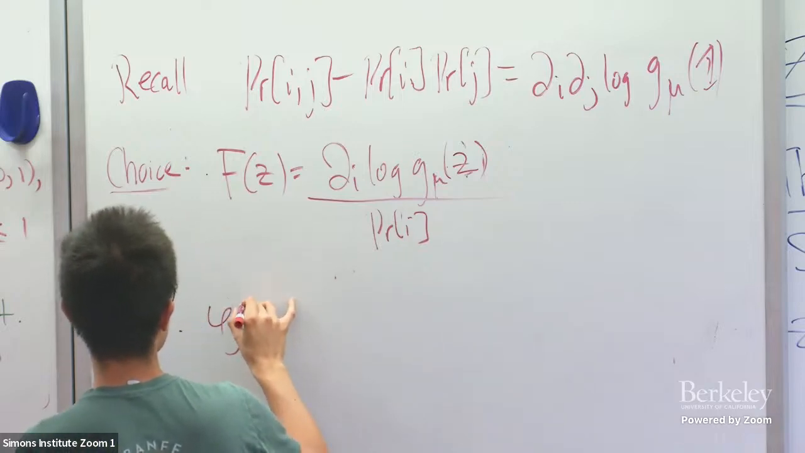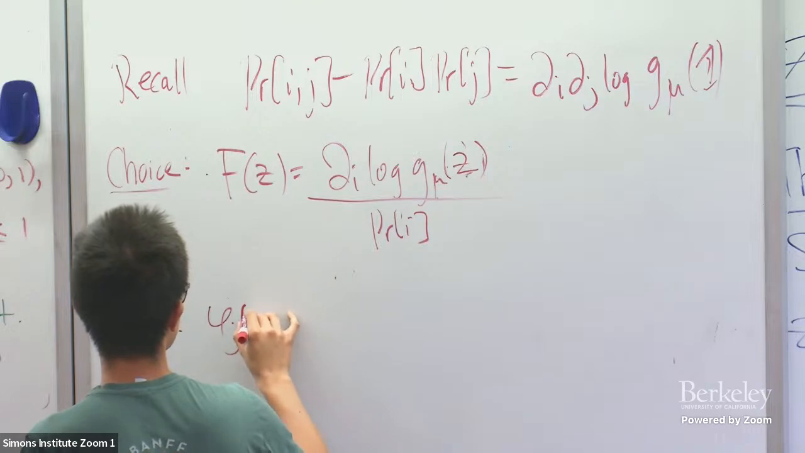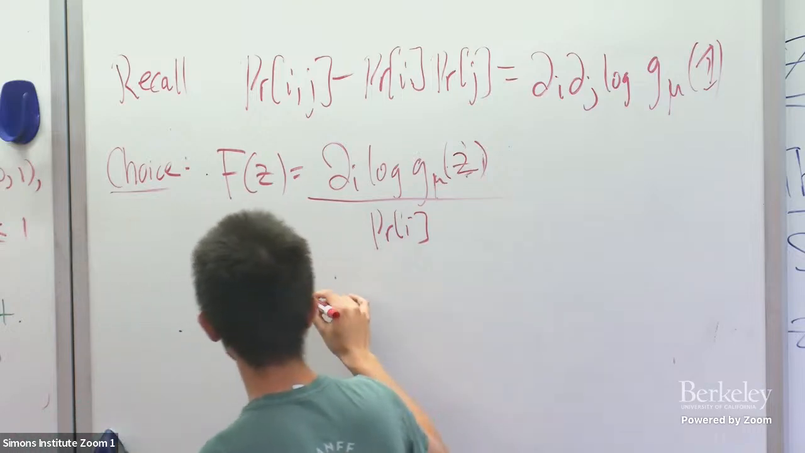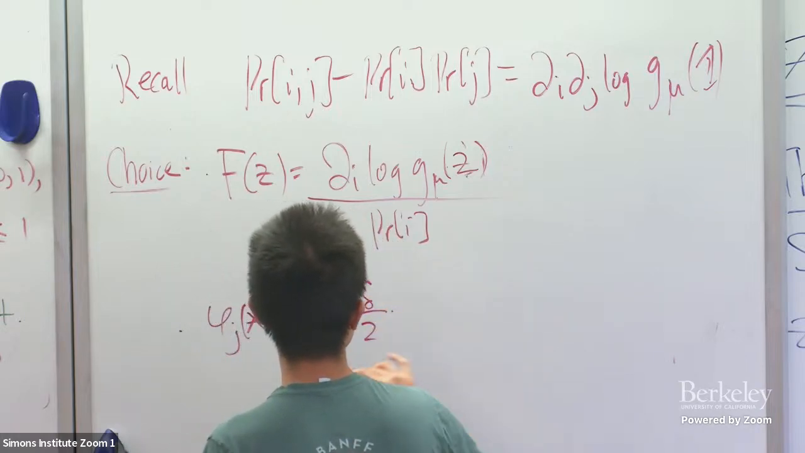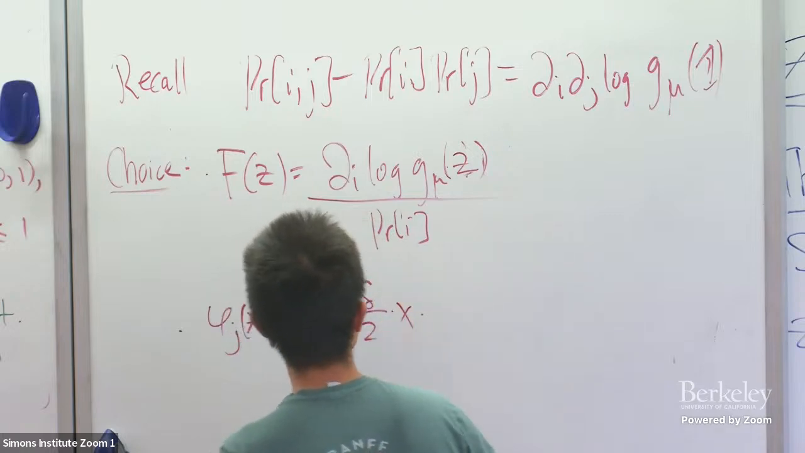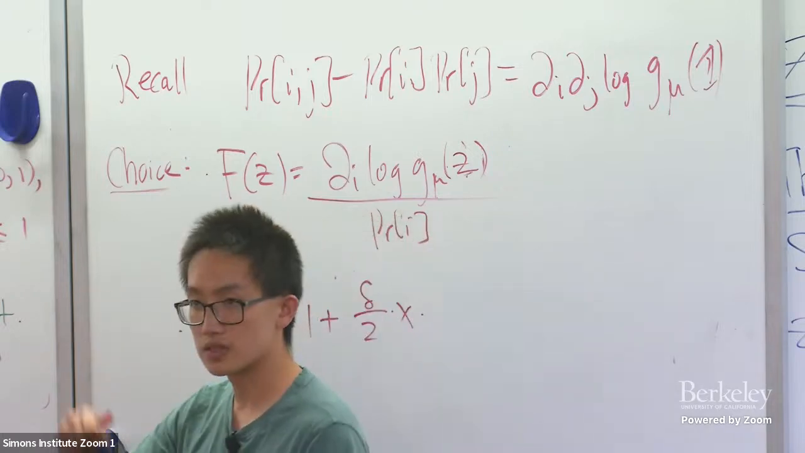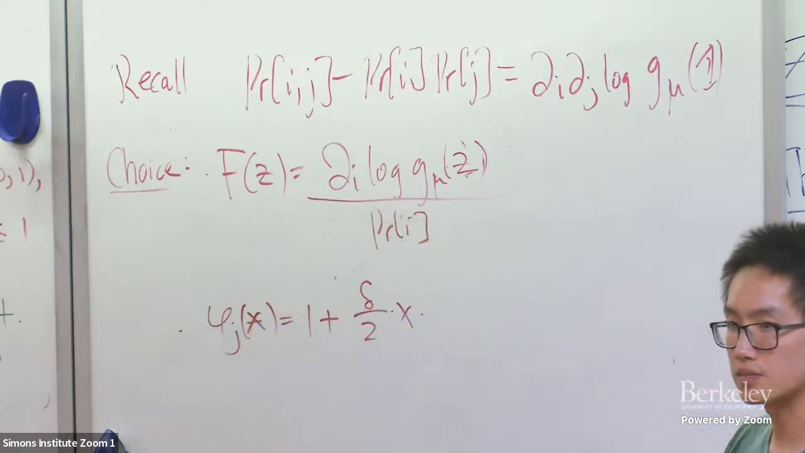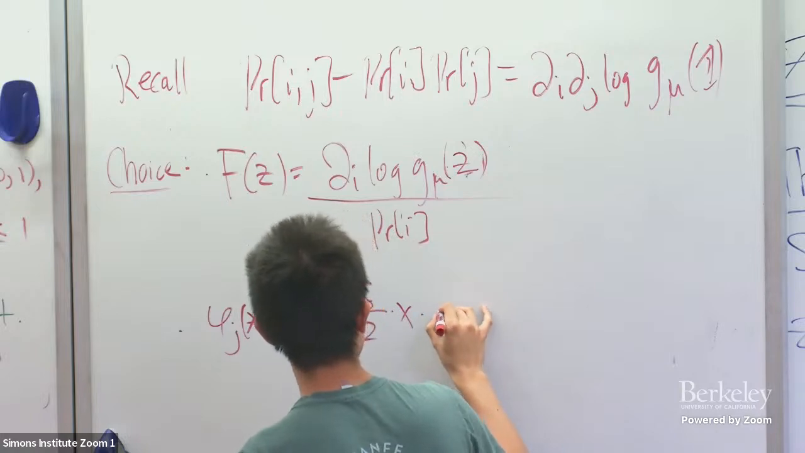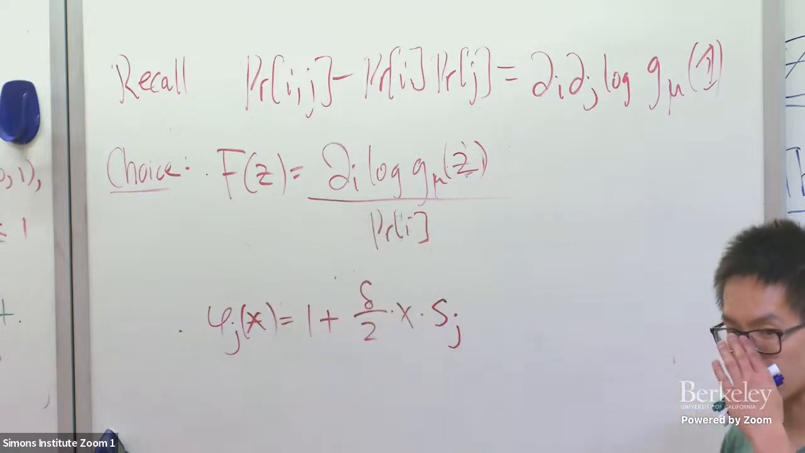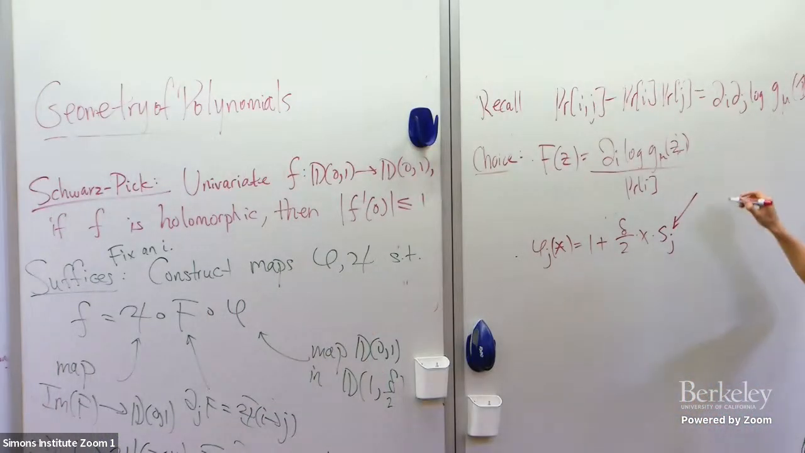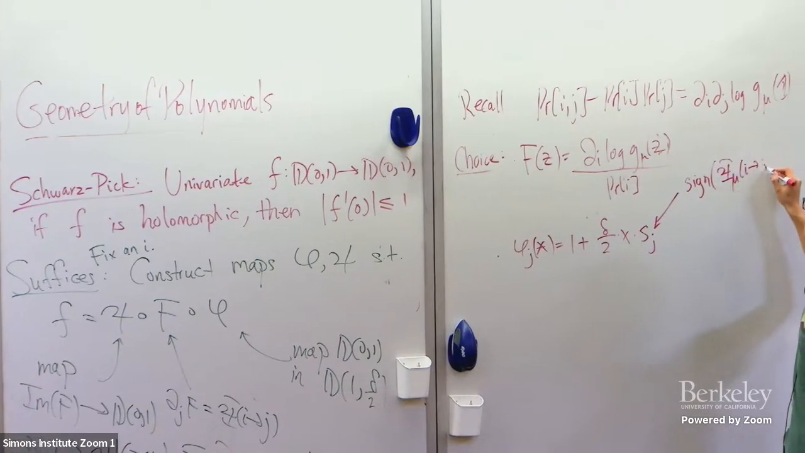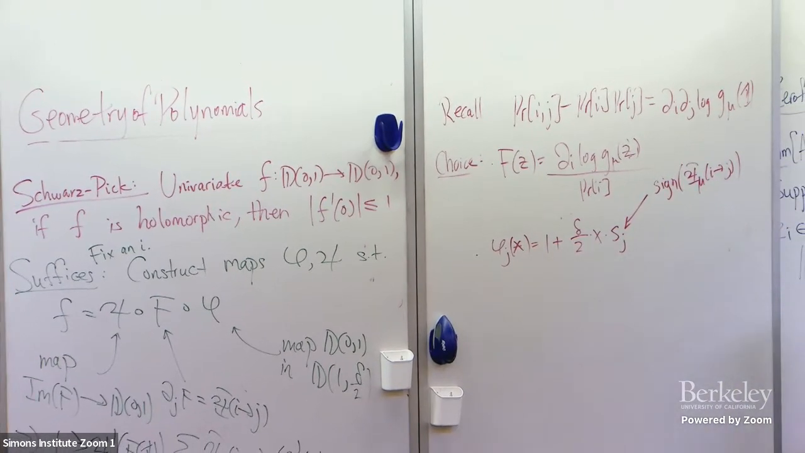I'm just going to take phi of j to be an affine function, 1 plus delta over 2 times x. The 1 is just to shift all 1s to 0. The delta is to squash it down. And then there's also going to be a choice of sign for Sj. Here you think of it as being the sign of this influence, because I want to upper bound the absolute value of these influences.